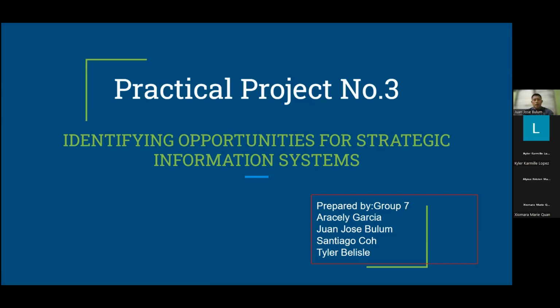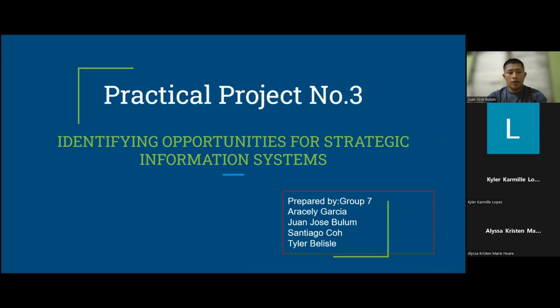Tonight, I'll be presenting on practical project number 3. Before we start off, my group member, Santiago, is very ill, and Tyler Belial is unable to make it, and the same as well for Arceli, unless she logged in late. So I'll be presenting the group project that we prepared together, identifying opportunities for strategic information systems.